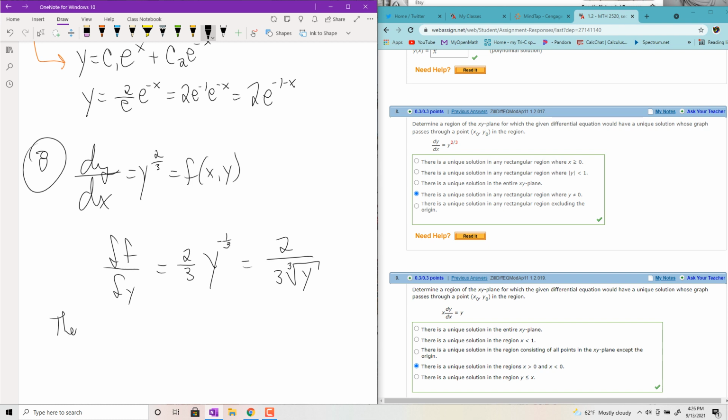So there will be a unique solution anywhere such that y is not equal to 0. So there will be a unique solution so long as y does not equal 0.